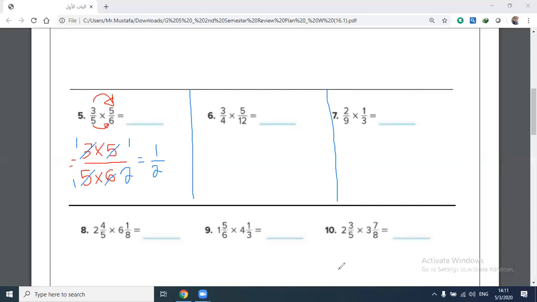Okay, I'm giving you a minute to try to solve number 6, please. I'm waiting for your answer. Okay, number 6, the next one. Do you have any question, Fahad? Okay, good. Please, can you try to solve number 6? I'm giving you a minute to think and solve this one. It's easy. I'm waiting for you.